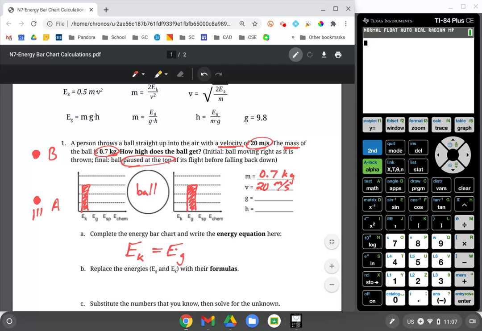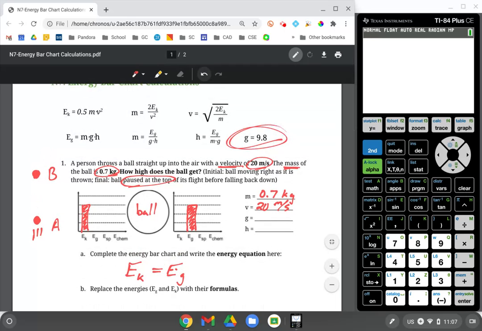And then g is actually up here in our equations. It's always the same number. It's called a constant, which is 9.8. And the last thing that it asks us for is how high does the ball get? And so when we're talking about how high something is, we need to know the height. And since it's not given to us in the problem, I'm going to put a question mark there because that's the value that we'll be solving for.